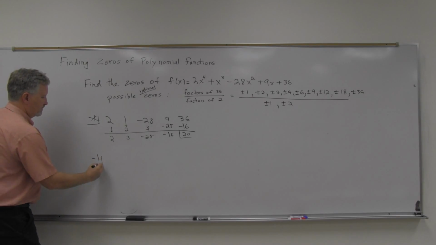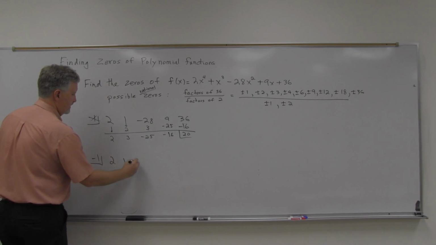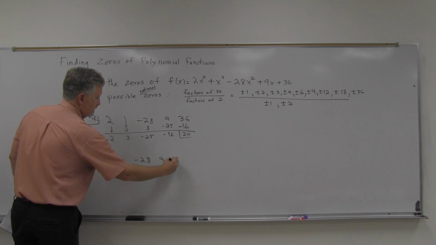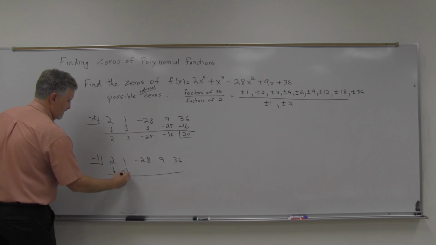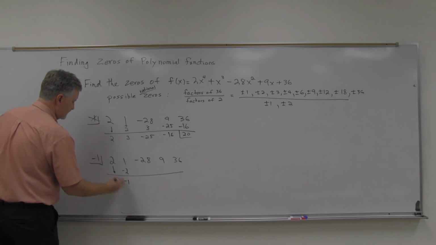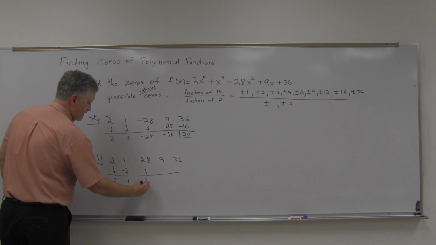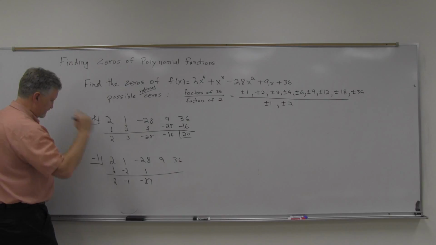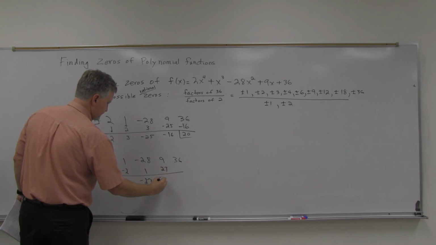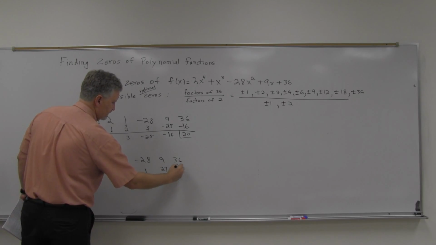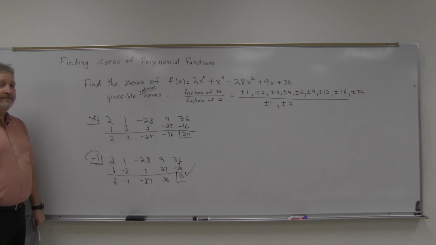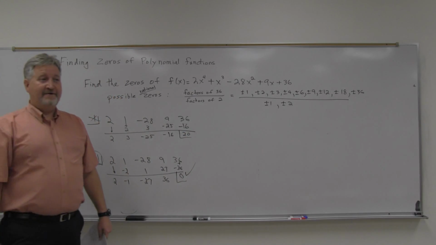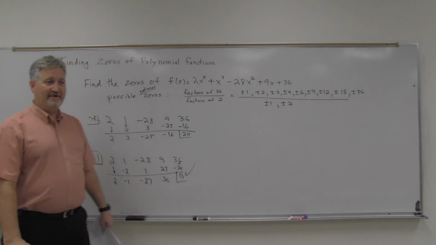Yeah, so let's go with -1. So that's 2, 1, -28, 9, and 36. So hopefully you don't have to try too many to get one that comes in correctly. There's one right there. Aha. So -1.